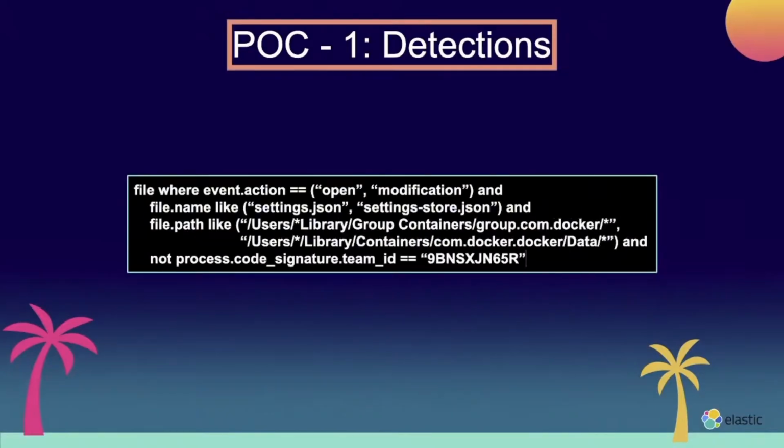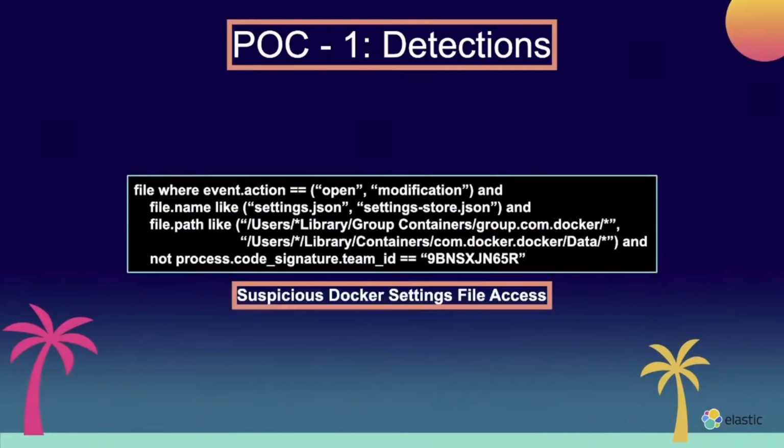I work for Elastic, so I could write a detection rule that notifies me when the settings file is opened or modified by a process that is not a Docker process. And if this rule was implemented as one of our endpoint behavior rules, I could tie a response action to it that kills the process or the responsible process tree that attempts to do this. So that's another option here.